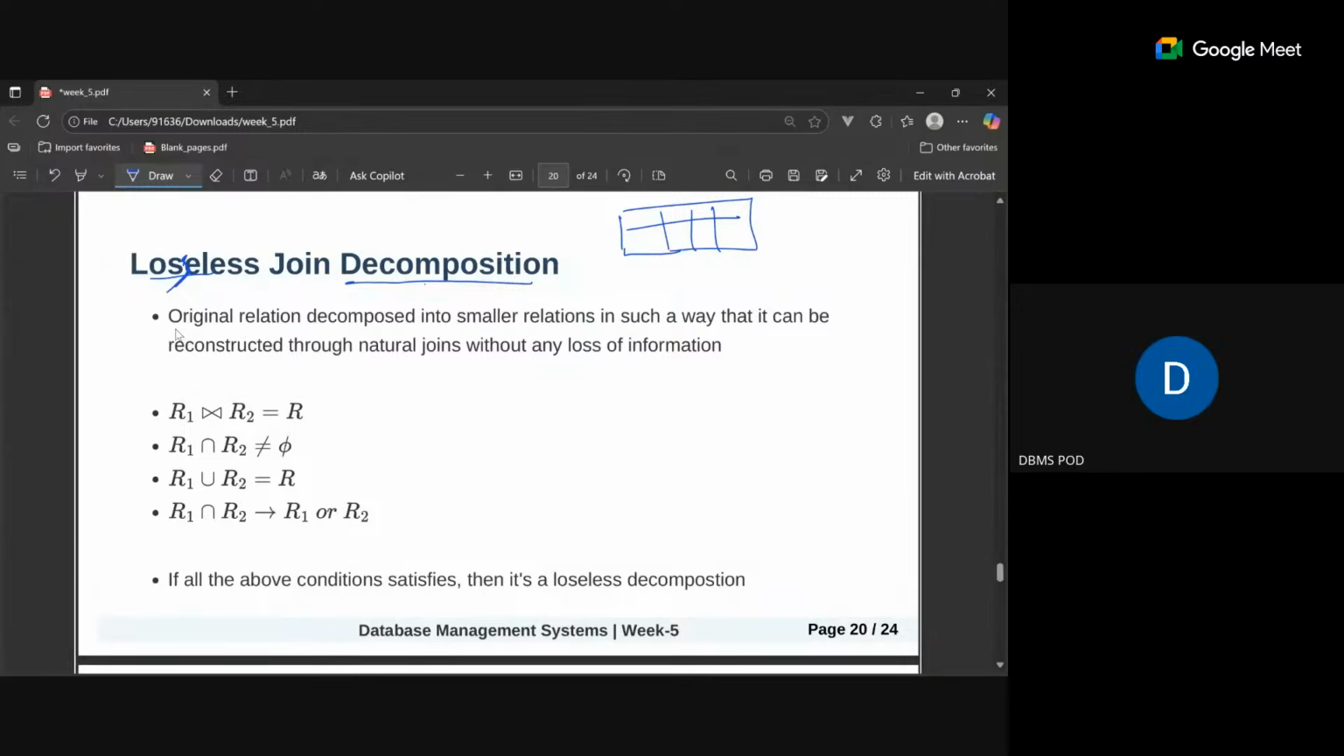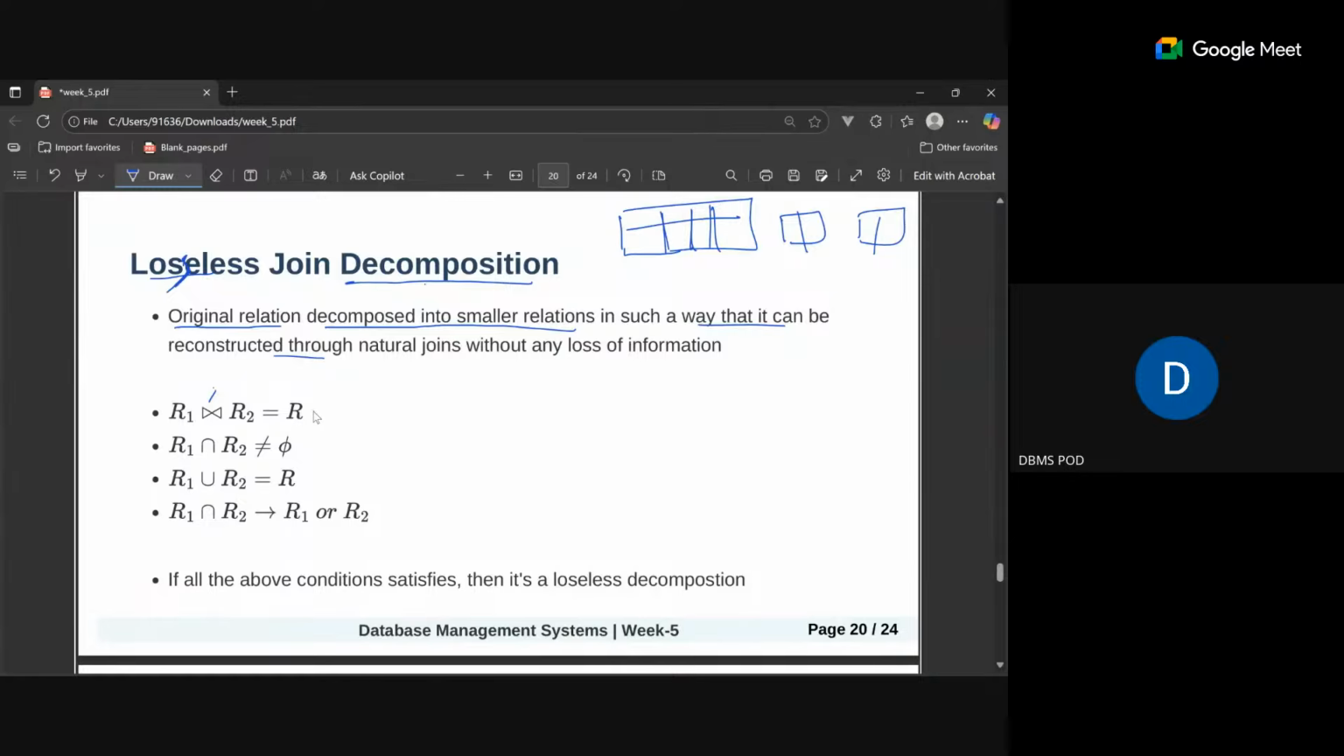So the original relation is decomposed into smaller relations in such a way that it can be reconstructed through natural joins. If you decompose a table into smaller chunks so that the dependencies and relations don't affect each other, then it is safe to decompose into two tables, because you won't have any anomalies either.